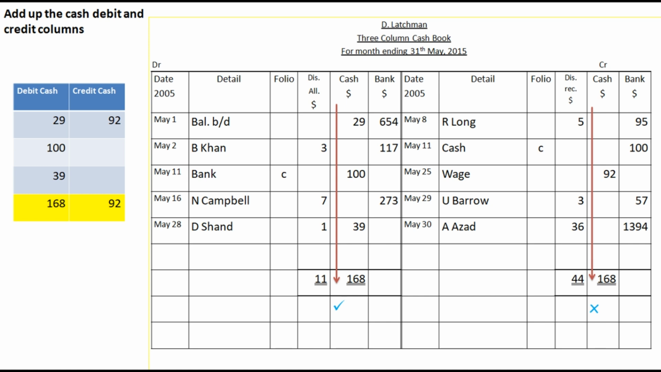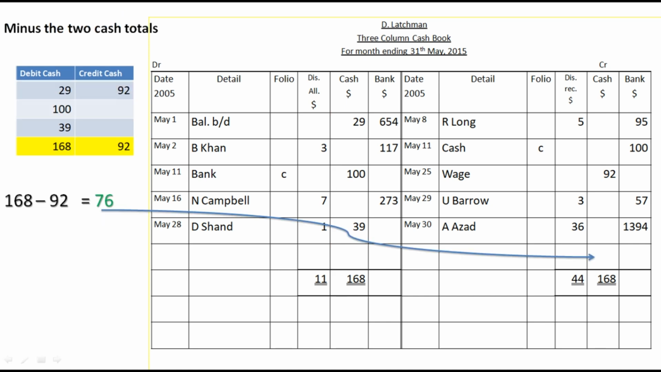And the way that we can do that is we have to subtract the two totals, the debit cash and the credit cash. And when we do that, we'll have $76. We're going to place that figure at the bottom above the total. And we're going to place there on the 31st of May, the last day in the month, balance carried down. And we're going to place $76 there.